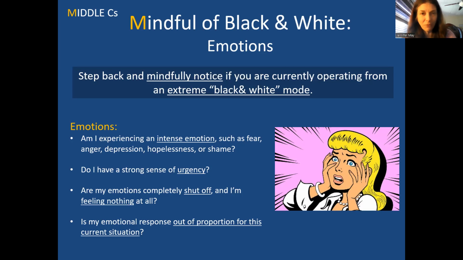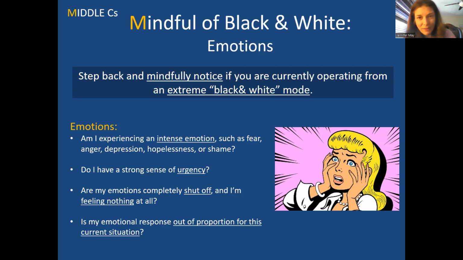So I'm going to give some examples of things we might notice in ourselves that give us the clue that we're in black and white mode. Okay, so emotions, intense emotions. So are my emotions really amped up, like a 10 out of 10 or a 12 out of 10 or 100 out of 10? So things like fear, anger, depression, hopelessness, shame, are they really intense right now? Do I have a strong sense of urgency? Ever get that feeling like I've got to do it right now, or hurry up, we've got to do it, it's an emergency?